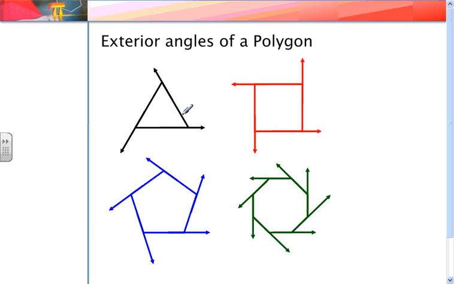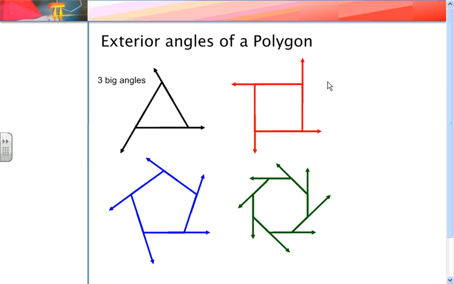Now, I want you to look carefully at the size of these angles. When I had a triangle, each exterior angle was pretty darn big. In fact, if you look at it, you can see that each one is obtuse for this particular triangle. So here I have 3 big angles. I'm going to write that down. 3 big angles.